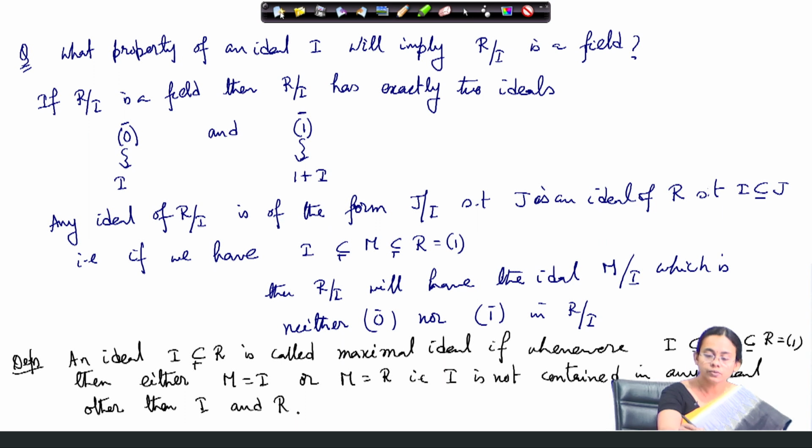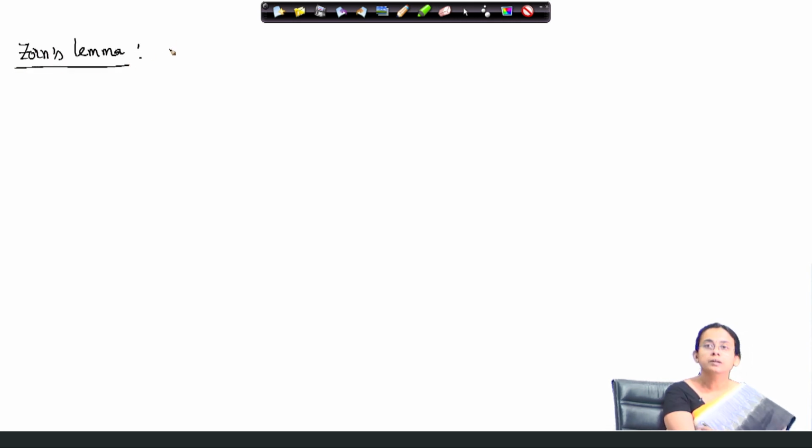So, let us try to prove that. First I will state what Zorn's lemma is. You might already be familiar with the statement of Zorn's lemma, but here let me recall it for you quickly. Let S be a partially ordered set.